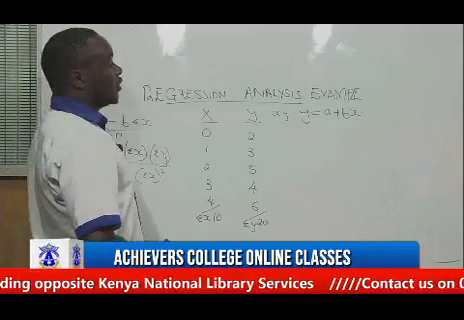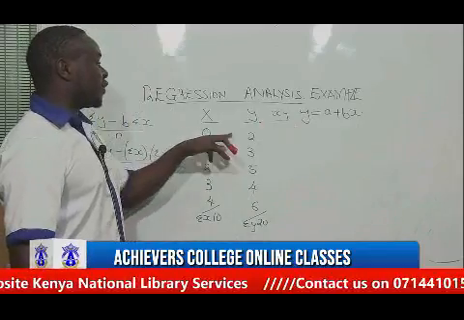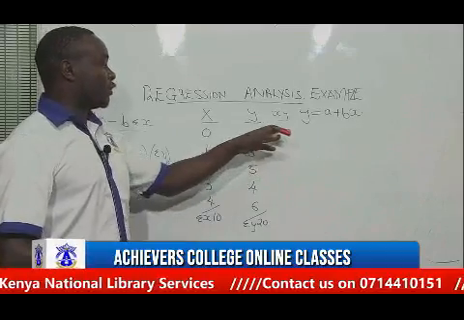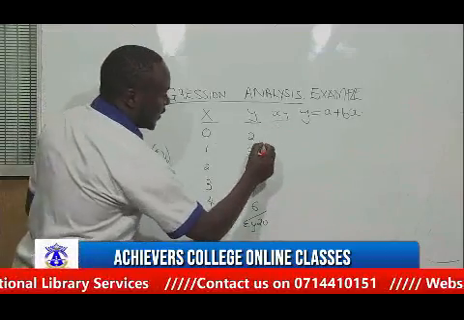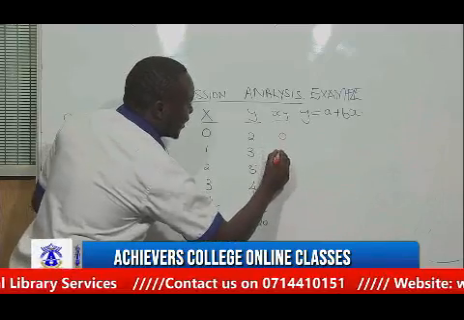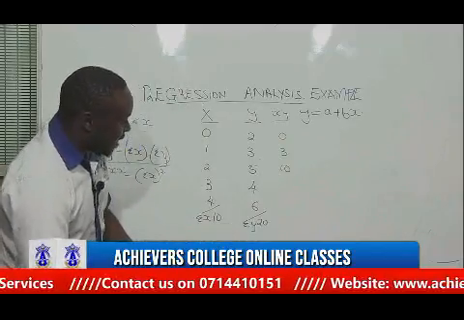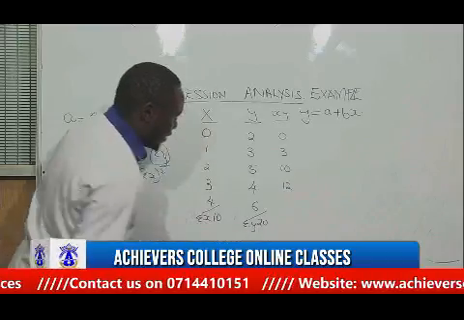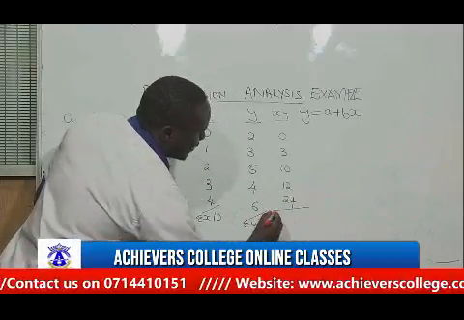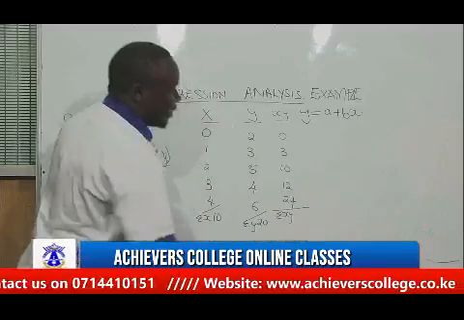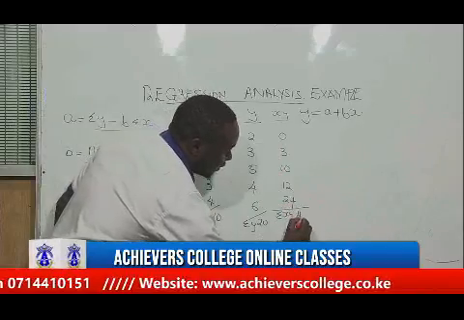The other one we need to look at is xy, where you take your x and multiply it by y, and you get the values. So this becomes 0, 3, 10, 12, and then 24. If you add them up to get the summation of xy, you are going to have 49.